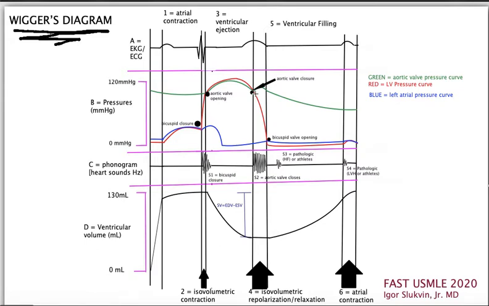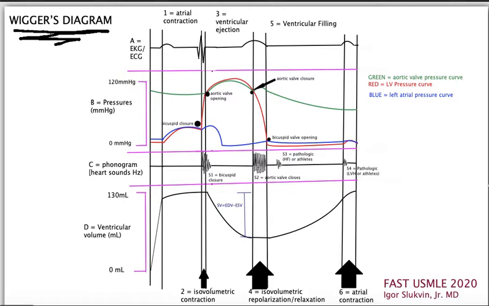So the pressure in the left ventricle starts going down, and when the pressure in the left ventricle is less than the pressure of the aorta, the aortic valve closes. So during this isovolumetric relaxation phase, the valve closes and the bicuspid valve opens, and this causes heart sound 2.